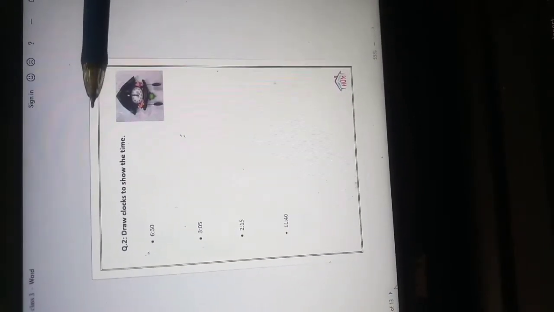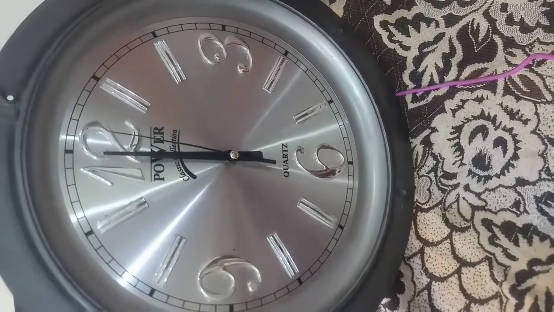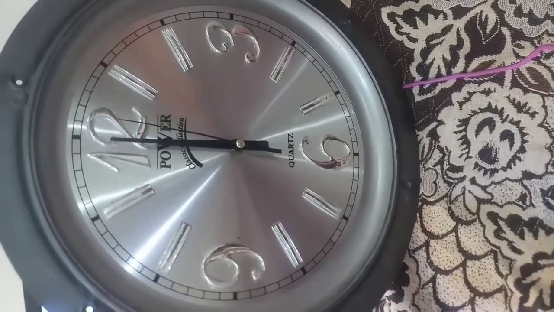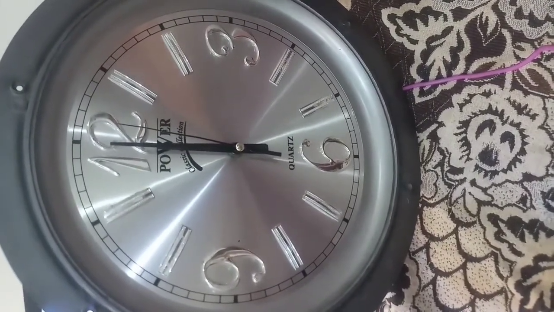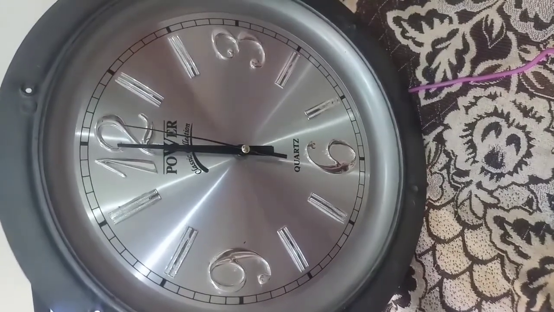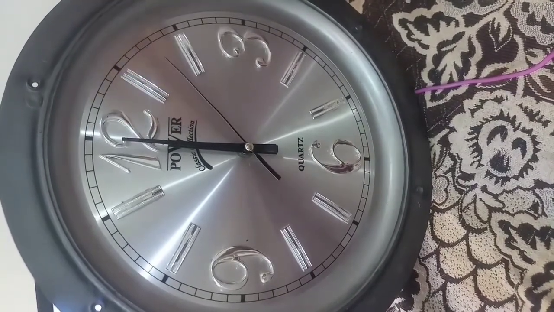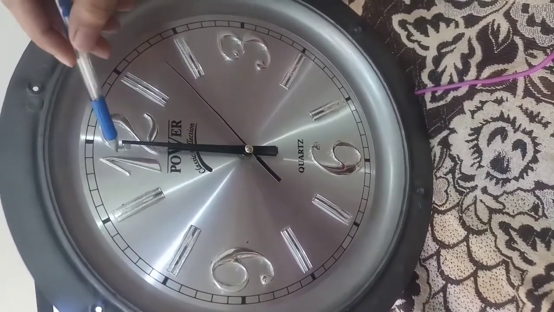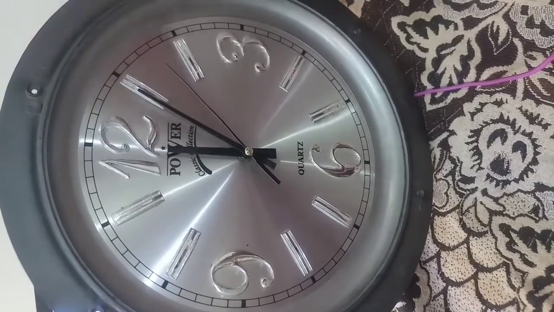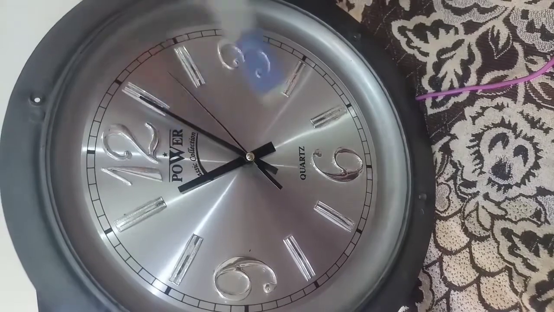The next question is draw clocks to show the time. Now I am going to explain to you the time. Here I have a clock to show you the time and to clear the concept of time. In the clock we have 3 needles. This needle is showing the seconds. This larger needle is showing the minutes, and this smaller needle is showing the hours.